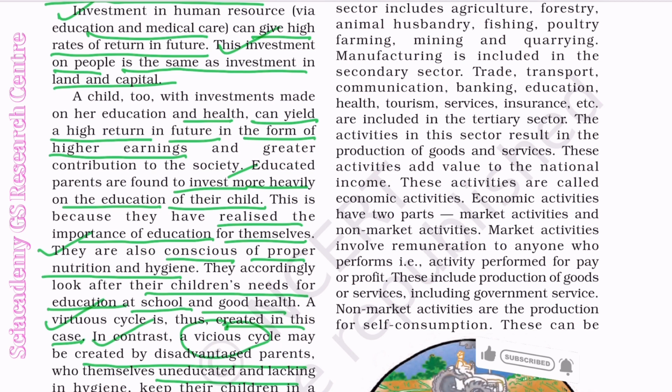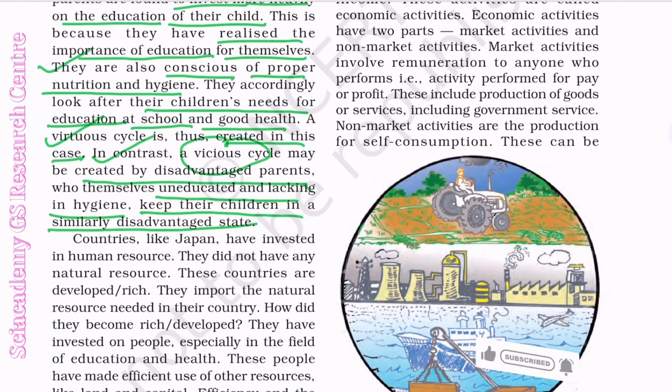Countries like Japan have invested in human resource. They did not have any natural resource. These countries are developed countries, rich countries. They import the natural resource needed in their country.